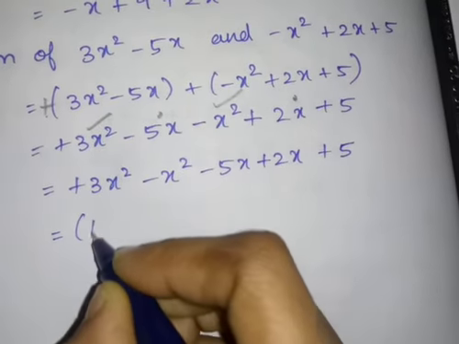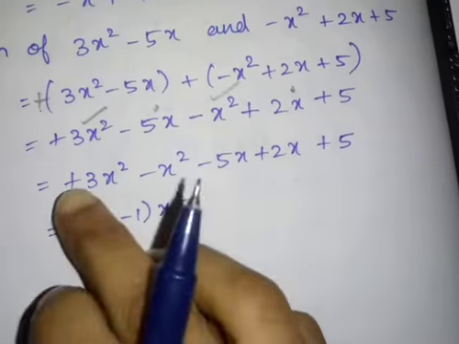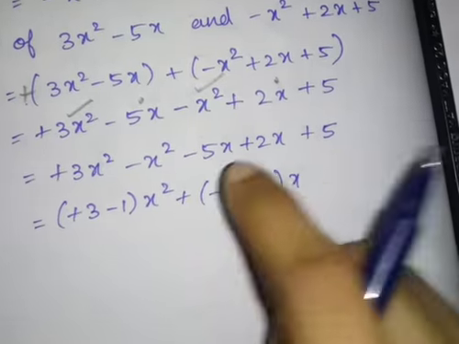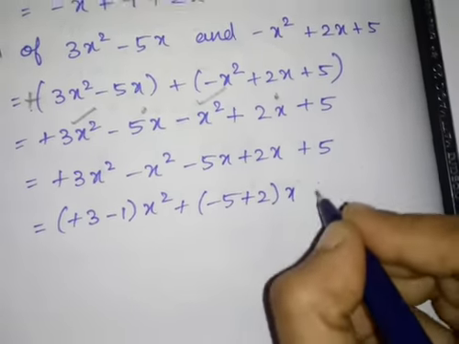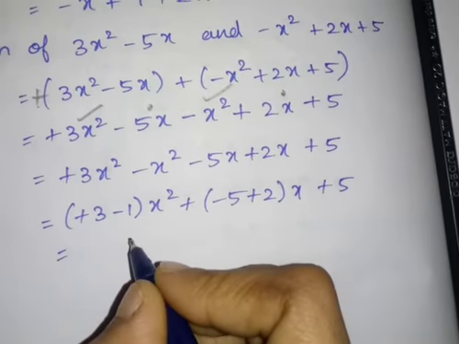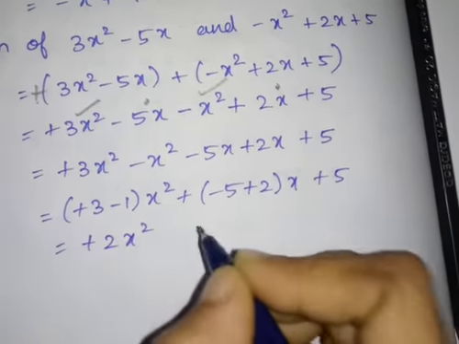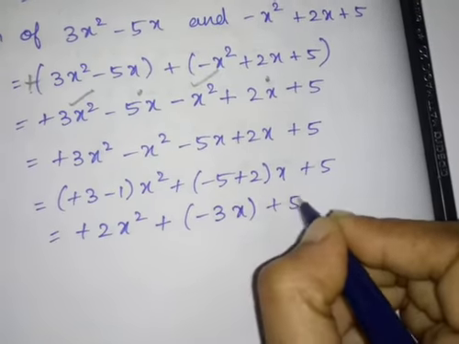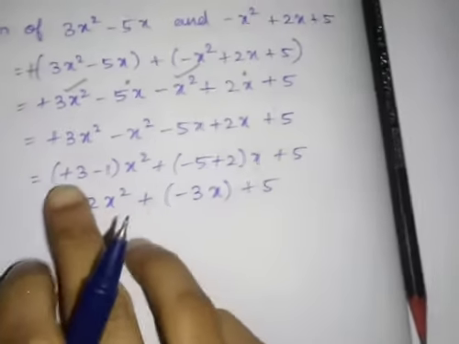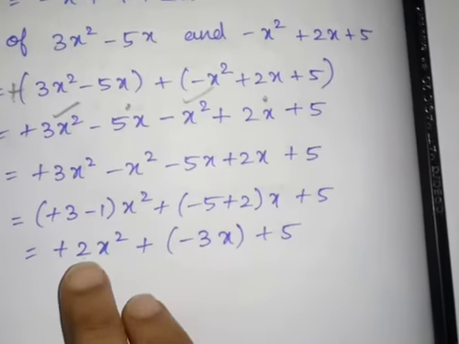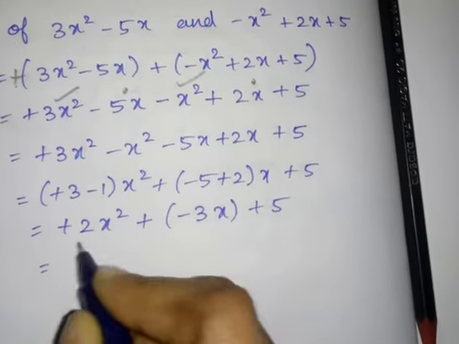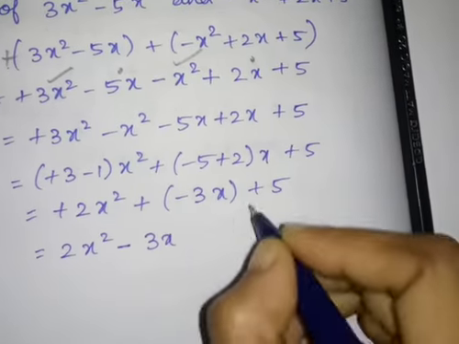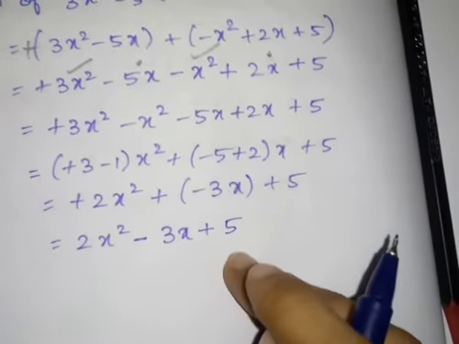Now what you will do? Plus 3 minus 1 into x square. Plus minus 5 plus 2 into x, plus 5. Now plus 3 minus 1 is plus 2x square, plus minus 5 plus 2 is minus 3x, plus 5. Okay, plus 2x square is nothing but 2x square, plus into minus 3x, then plus 5. So this is your answer number 2.